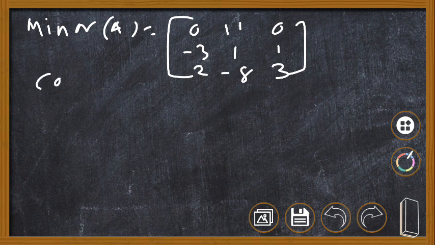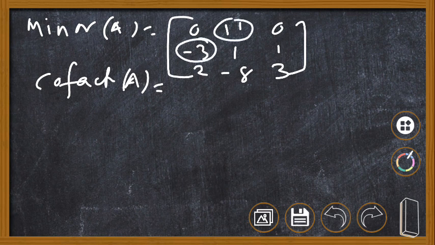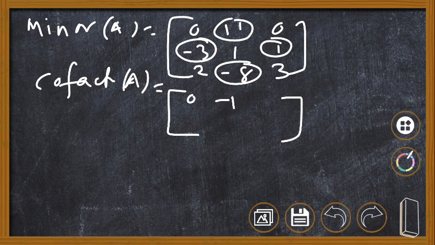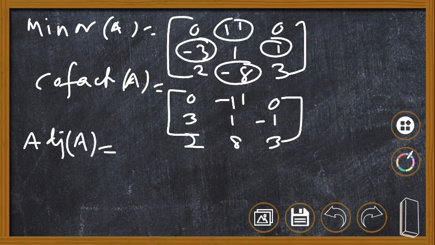Then you find the cofactor. For the cofactor, you just change the sign of these elements. After changing the sign, you write it as 0, minus 11 and 0. This is 3, 1 and minus 1. This is 2, 8 and 3. Then after minor and cofactor, you find the adjoint. Adjoint is nothing but the transpose of the cofactor. So you transpose this. This one will be 0, 3, 2. Next it will be minus 11, 1 and 8, 0, minus 1 and 3.